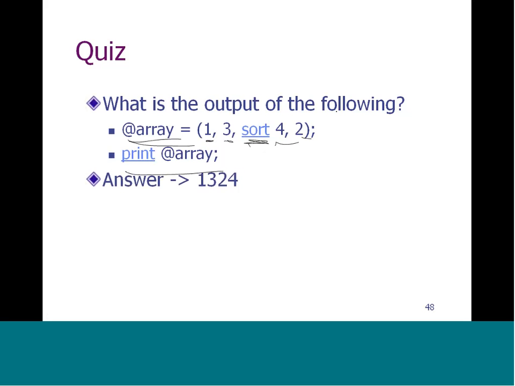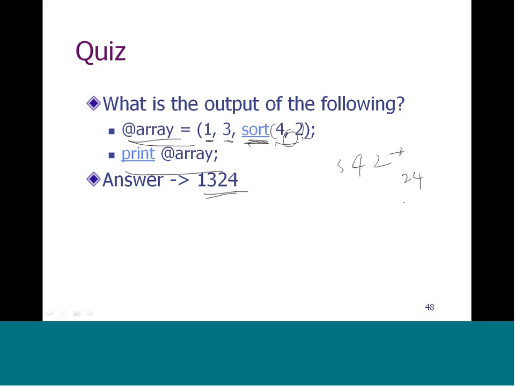So the answer is 1, 3, 2, 4. Here there are a couple of things that I want to note. Number one, implicitly the sort is applied here, but within that, the comma operator gets the precedence. So first the comma is operated, and now you get only 4 and 2, on which the sort is operated. So you get the result as 2, 4.